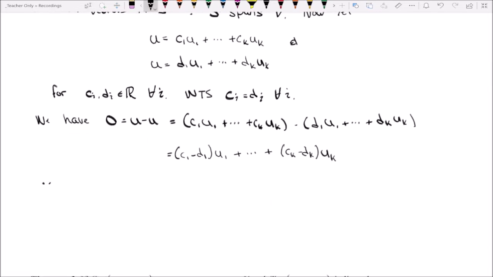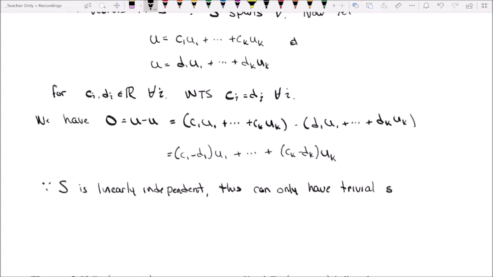And we know that S is linearly independent because it's a basis. That means that this can only have the trivial solution. All right, what that means is that Ci minus Di must equal 0 for all i, which of course means that Ci is equal to Di for all i. That is what we wanted to show. And so the proof is complete.